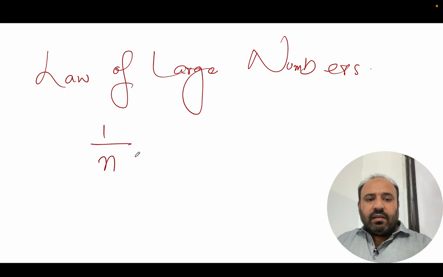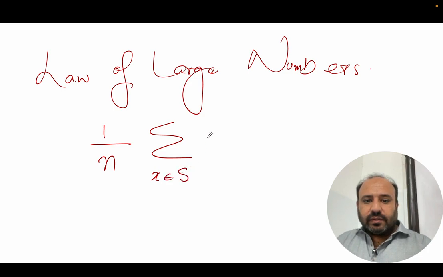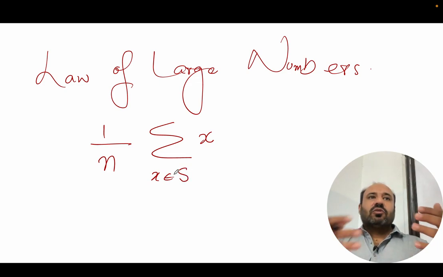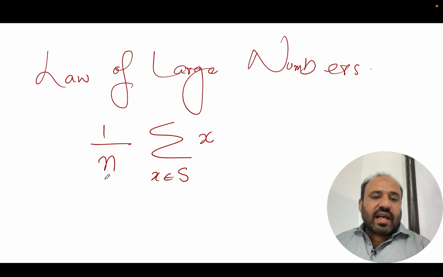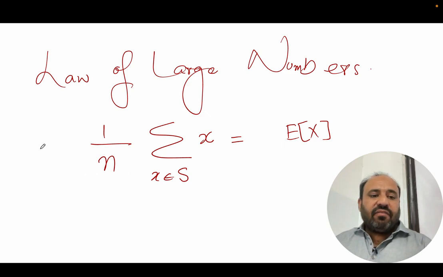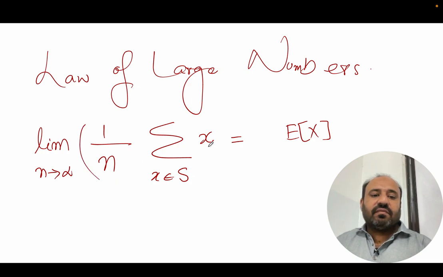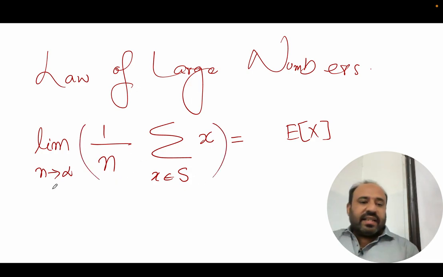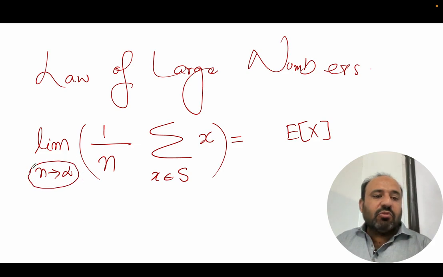One over n, the sum over x, where x belongs to the set of sample. So consider S as an array or set in which you have collected the sample, and n is the total size of the sample. This will become the expected value of the random variable if the sample you have picked is large enough. And this is how we denote something is huge.